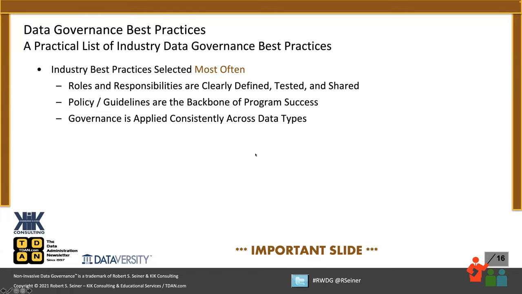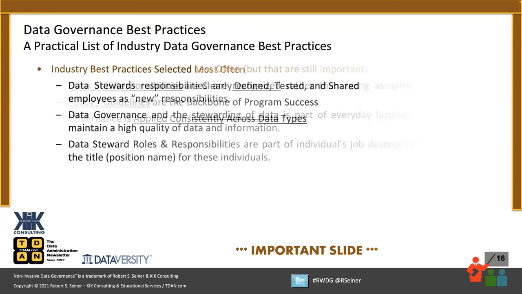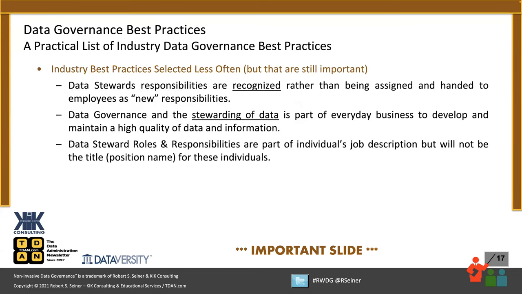And the last one that I'm sharing that's most often used is that governance is being applied consistently across the organization, across all different data types, whether it's your big data, your master data, your metadata, your BI data, any data. You want to be consistent with the way that you're applying governance across the organization. So those six best practices are used often when organizations are beginning to assess where they are so that they can define how they're going to get started with their program.